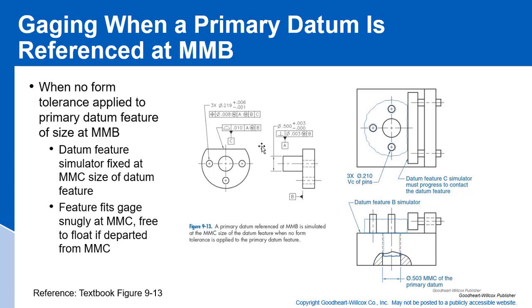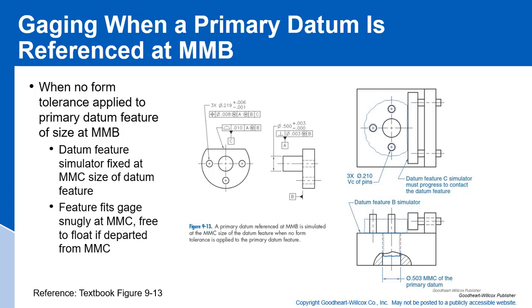And then these pins here to pick up these 219 holes, those are made to the virtual condition. The MMC hole would be 219, and then we would subtract from that the positional tolerance of 8 to get 210. So this is what that feature, a primary datum referenced at the maximum material boundary, and this is what the functional gauge would look like. Which is interesting because in this case, the datum A here is just picked up at MMC.